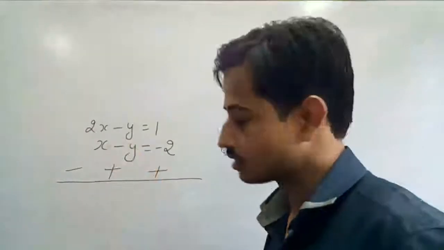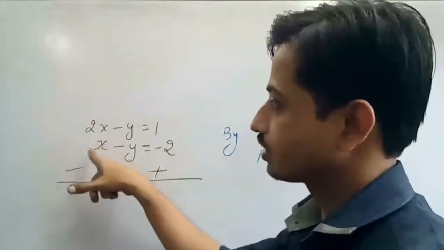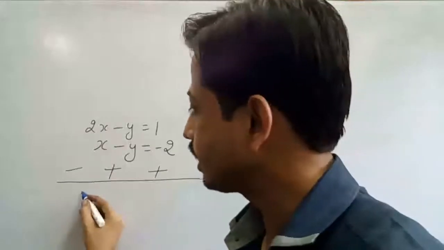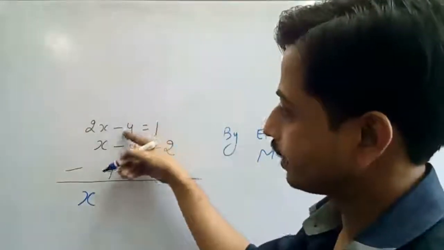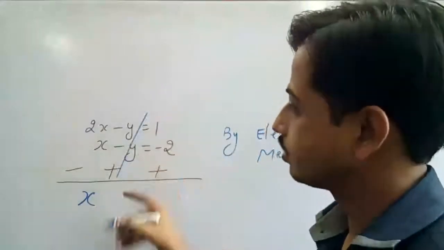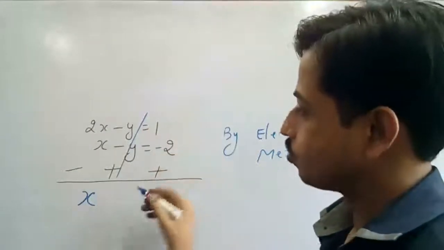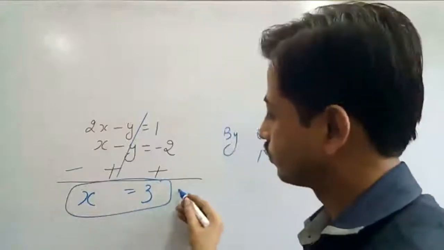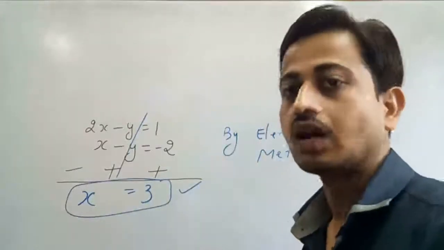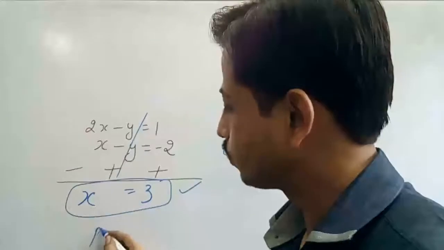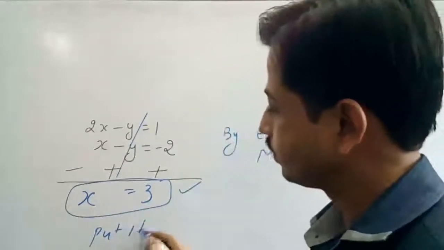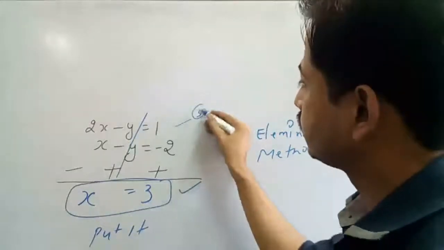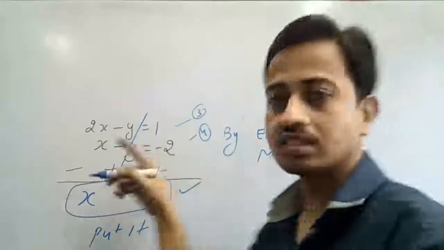Now look at this. This is positive 2x and this is negative x. So we get only x. This is negative y, this is positive y. These are cancelled out. 1 plus 2, we get 3. So the value of x is 3. Now what is the next step? I make it as a next equation. Suppose I am making it as 3 and 4, because these equations are very important.